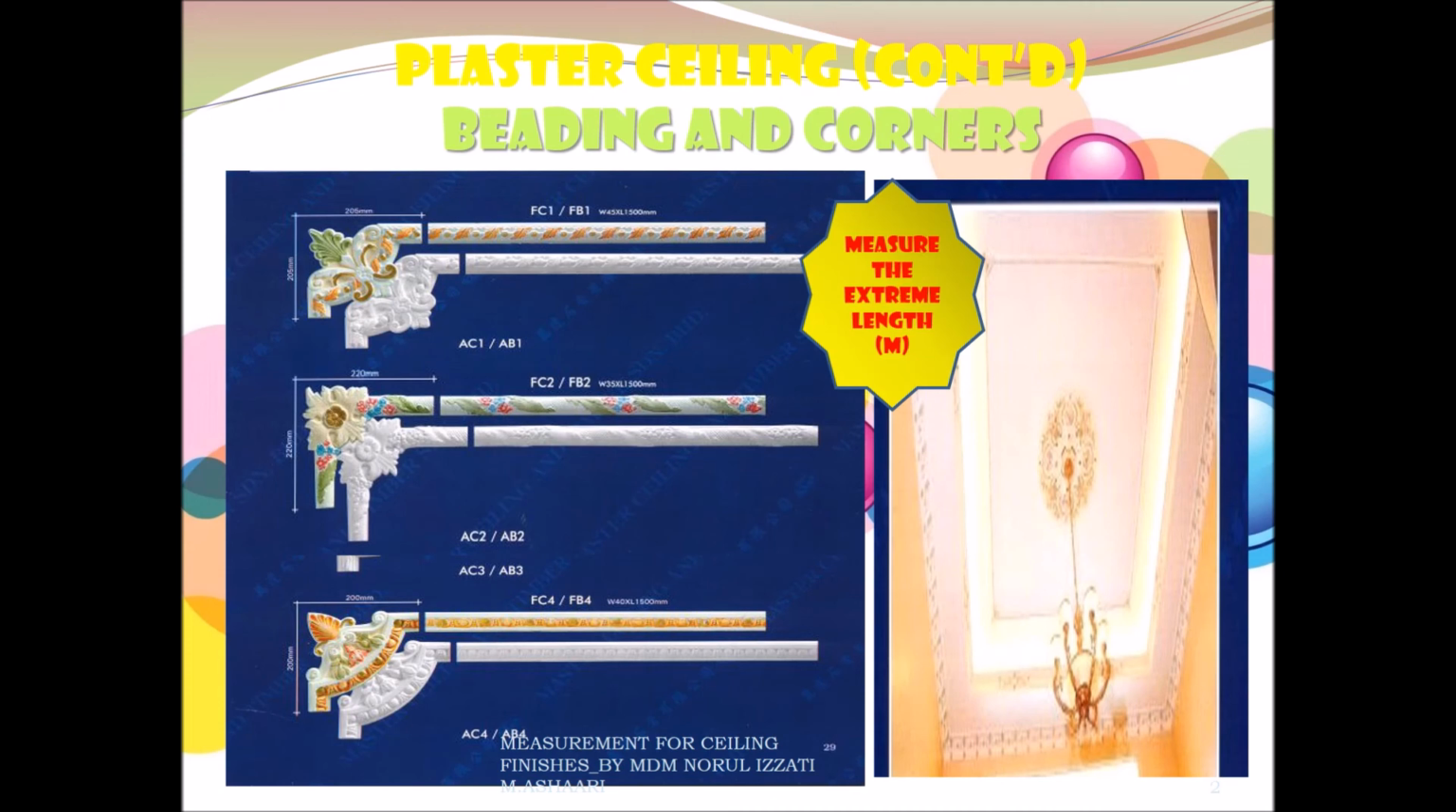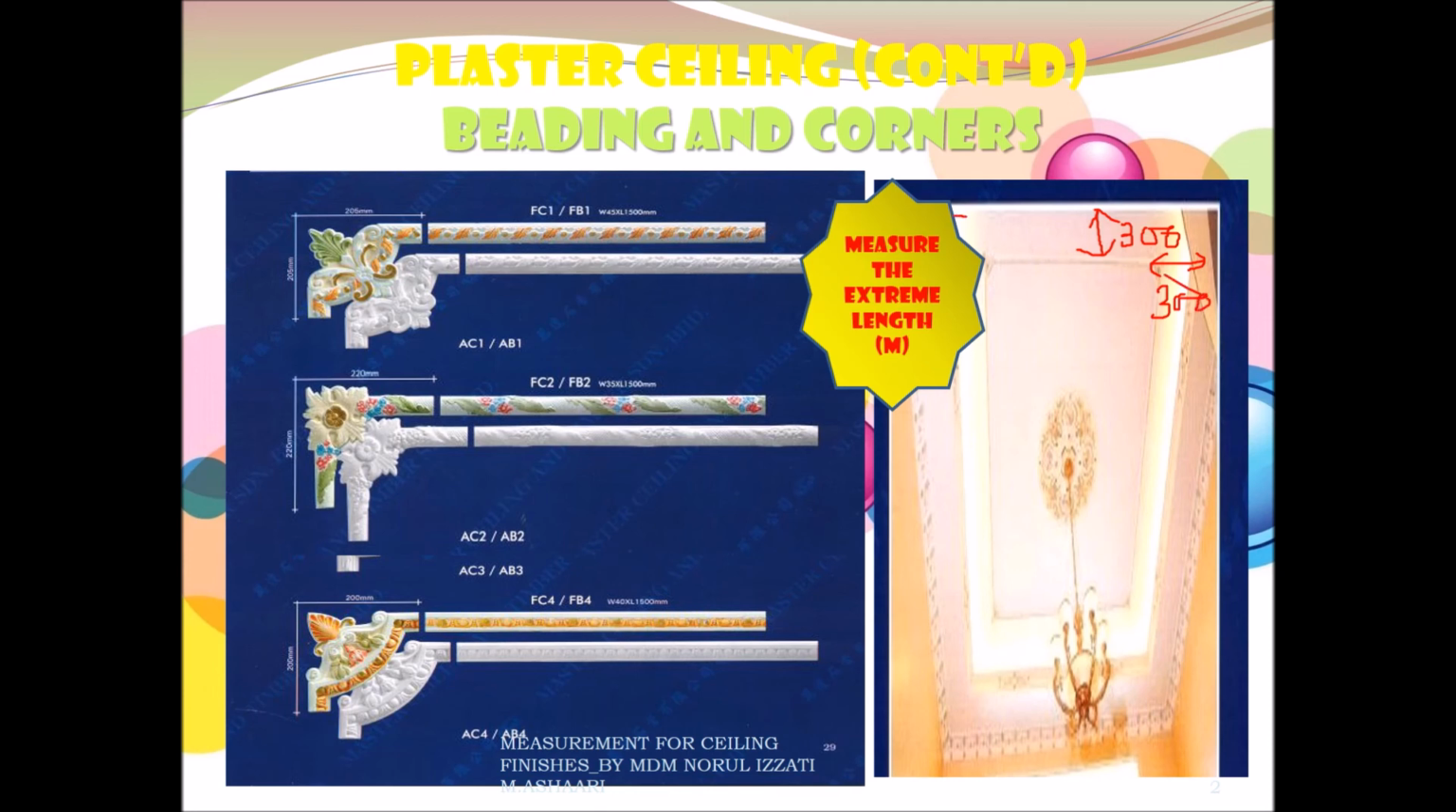The next item that you may have to measure is known as beading and the corners. You may see this item available at certain space from the corner of your cornice. Maybe here it is about 300 mm from the corner of the cornice. So the beading follows a similar principle as the cornice. You have to measure in meter. But if you are given the perimeter of the ceiling, you have to consider deduction of the space. I give you an example.